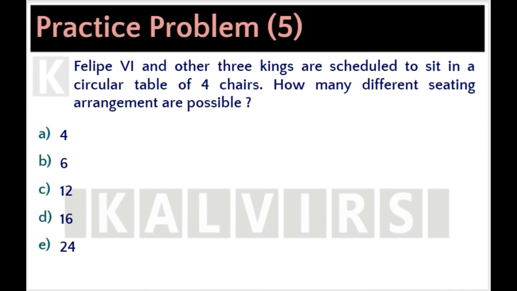Felipe VI and other 3 kings are scheduled to sit in a circular table of 4 chairs. How many different seating arrangements are possible? Now, first of all, is the order of the kings important? Since the order in which the 4 kings are going to sit matters, this problem involves permutation. They're sitting at a circular table. Therefore, we're going to use the circular permutation formula.